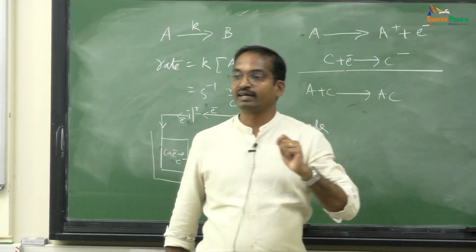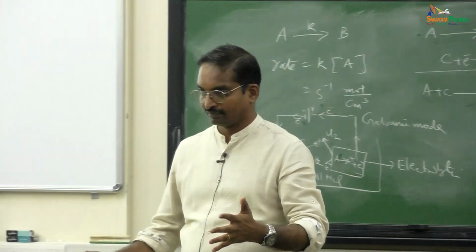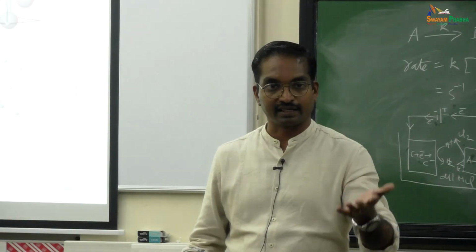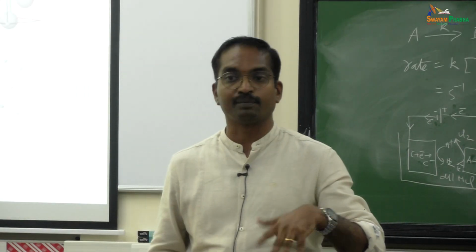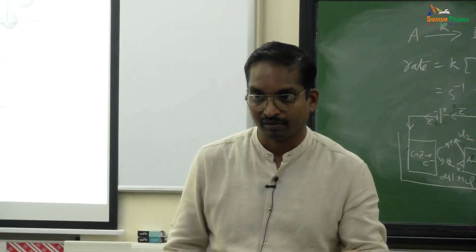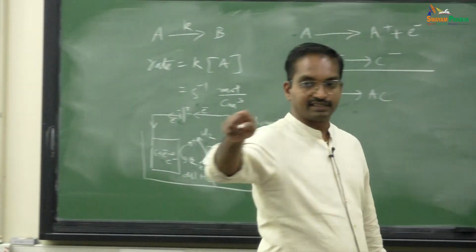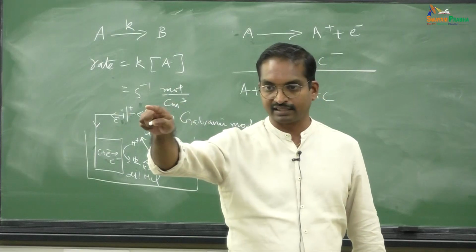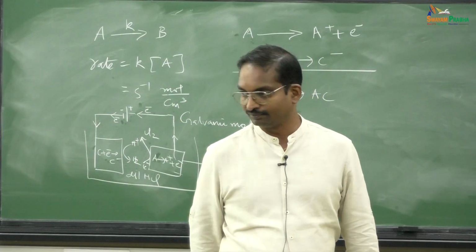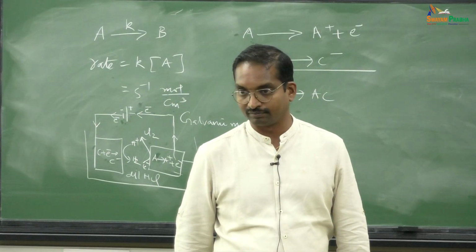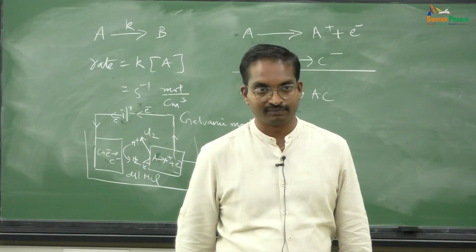For that, you need a device called an electrochemical cell. Electrochemical cells can operate in galvanic mode or in electrolytic mode, depending upon how you set them up. How you set up means: wherever delta G is negative, all those reactions I can set up in galvanic mode. Delta G negative, spontaneous, right?